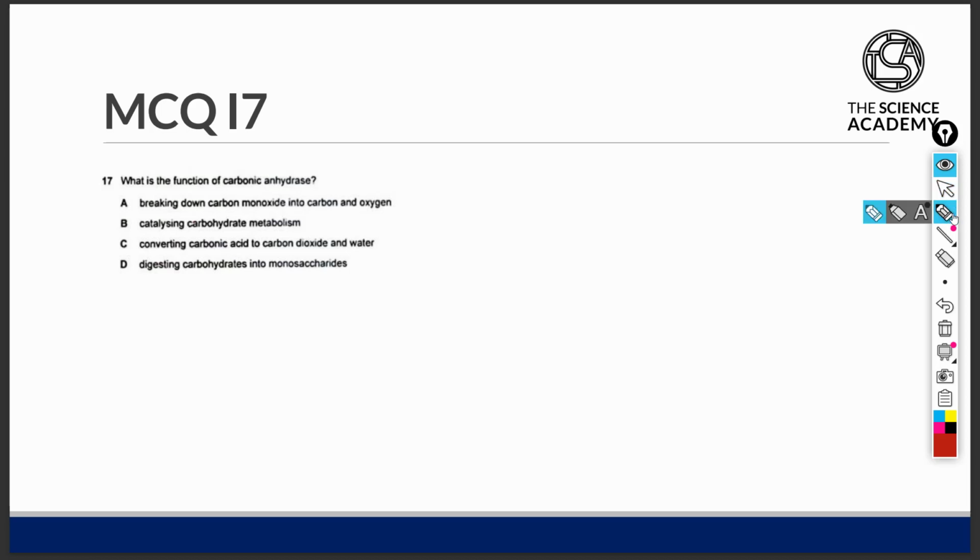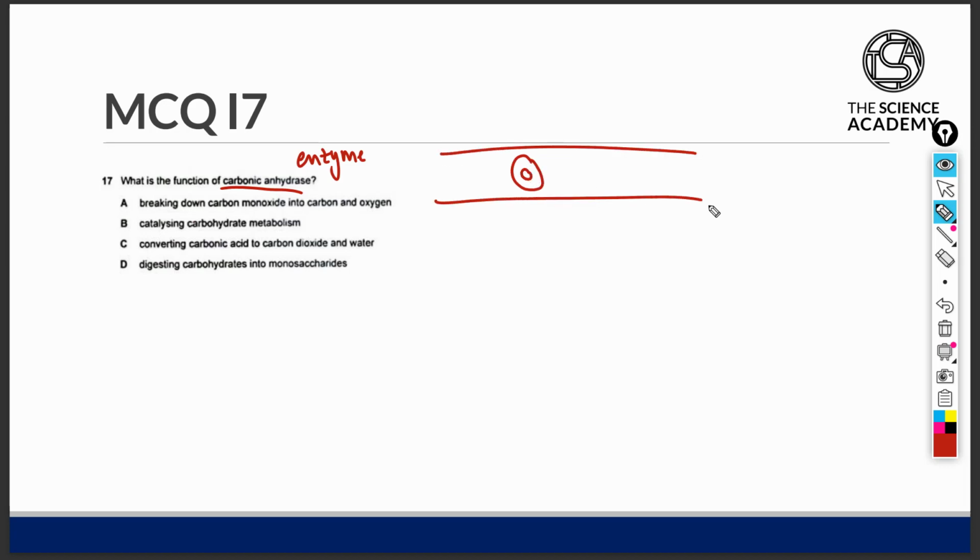Question 17. What is the function of carbonic anhydrase? Carbonic anhydrase is an enzyme that is found in red blood cells. It helps in the transport of specifically carbon dioxide gas.